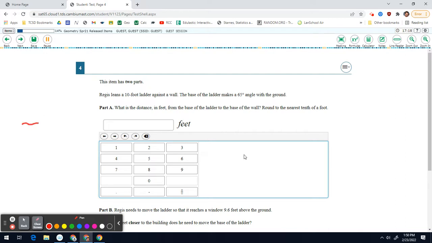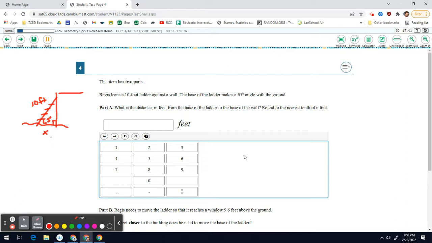So we have the ground here. We have our wall here, right? And we have our 10-foot ladder. Here's our ladder, 10 feet long. It's making a 65-degree angle with the ground. So this angle right there is 65 degrees. This is my right angle where the wall hits the ground. And the question is, what is the distance in feet from the base of the ladder to the base of the wall? Find this length, call it x, right?